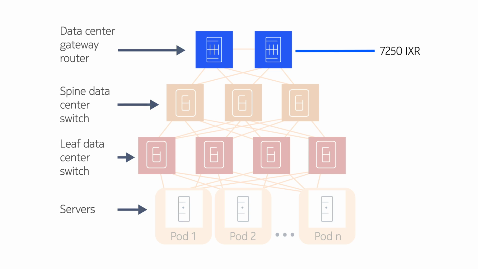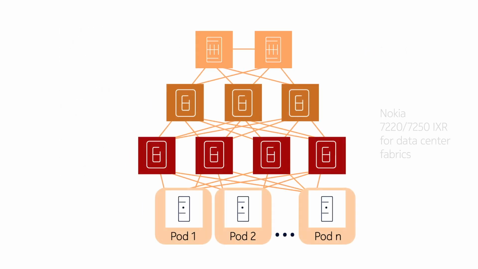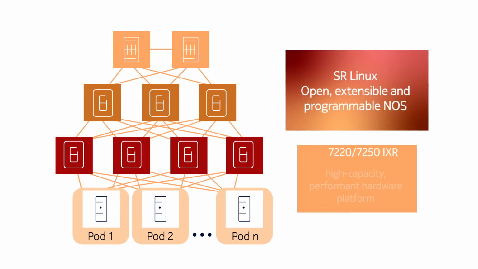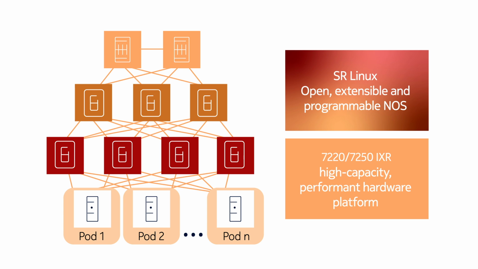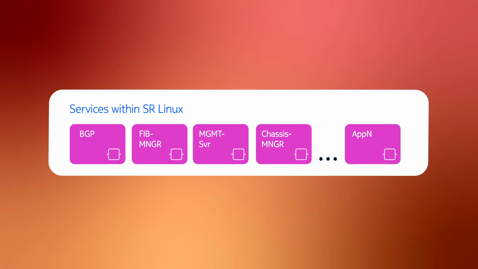The 7220 and 7250 IXR for data center fabrics are powered by the Nokia SR Linux Network Operating System, or NOS. SR Linux is a modern NOS that is open, extensible, and programmable. SR Linux was built with a cloud-native design philosophy, in which the operating system itself is composed of independent and modular services that all share a common in-memory database.